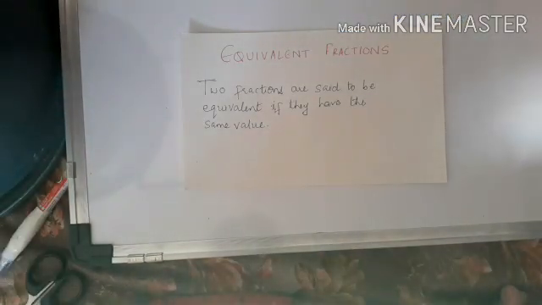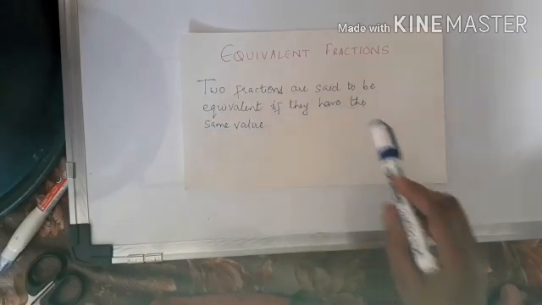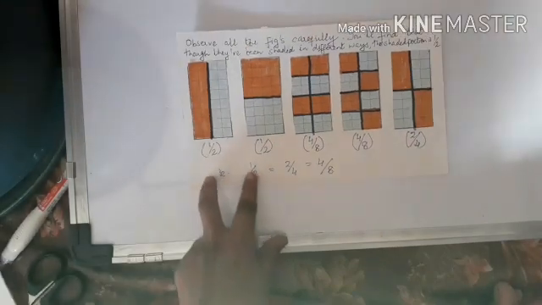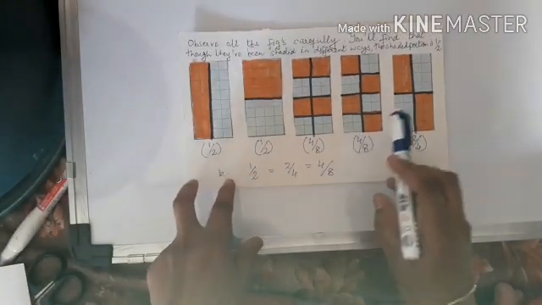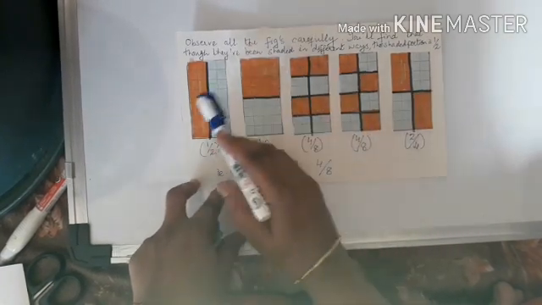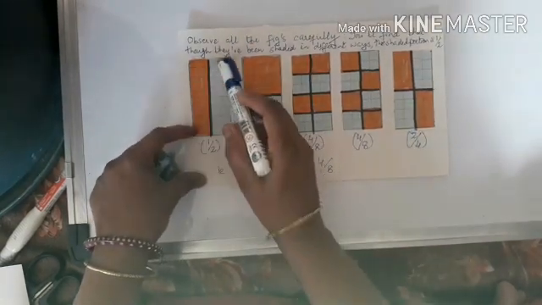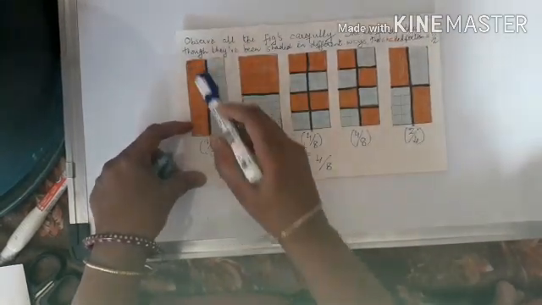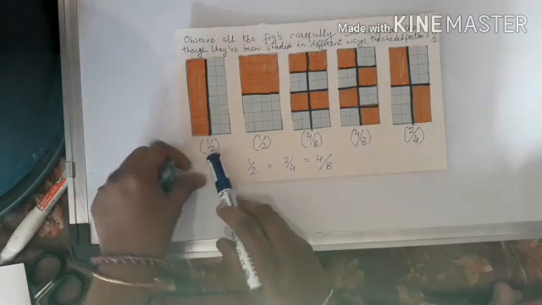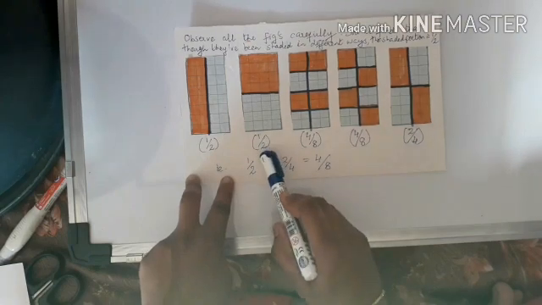Now we will see what an equivalent fraction is. Two fractions are said to be equivalent if they have the same value. Here you can observe the figures carefully. You will find that though they have been shaded differently, each figure represents half. See this one: out of two parts, one part is shaded, so it is written as half. Out of two parts, one part is shaded, half.